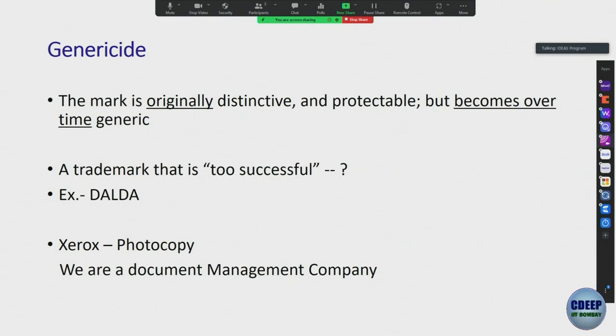Xerox got worried one day that it was becoming generic. So, they chose a day, and in all the newspapers of the world, they bought the front page, and it said, we are not Xerox, we are a document management company. That is it, the message said. Basically, they wanted to distinguish their trademark based on what activities they are doing. We do something beyond a photocopy.